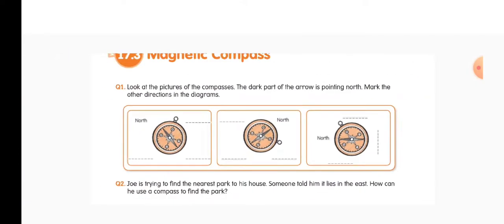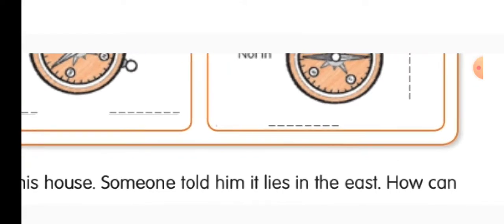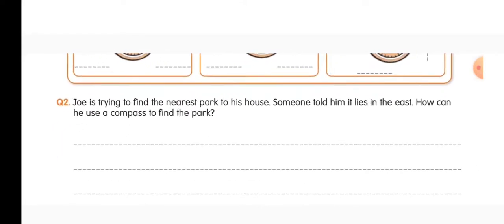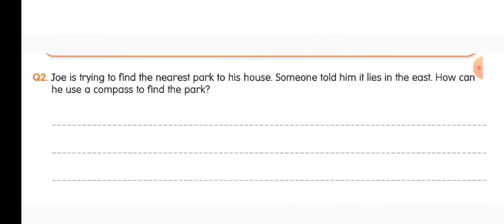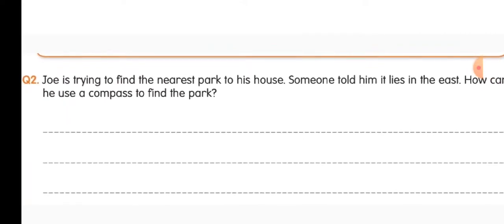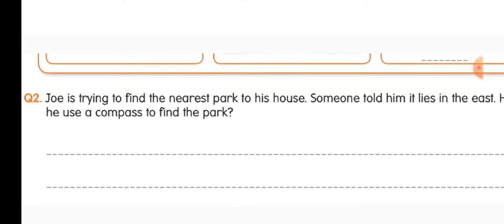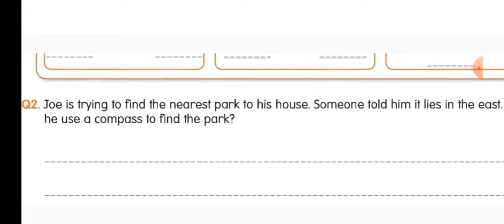North is here. So exact opposite of the north direction, you are going to write south direction here. Here in this blank, write south direction. On the top will be the east. At the bottom will be the west here. Okay. Now answer the second question. Joe is trying to find out the nearest park to his house.